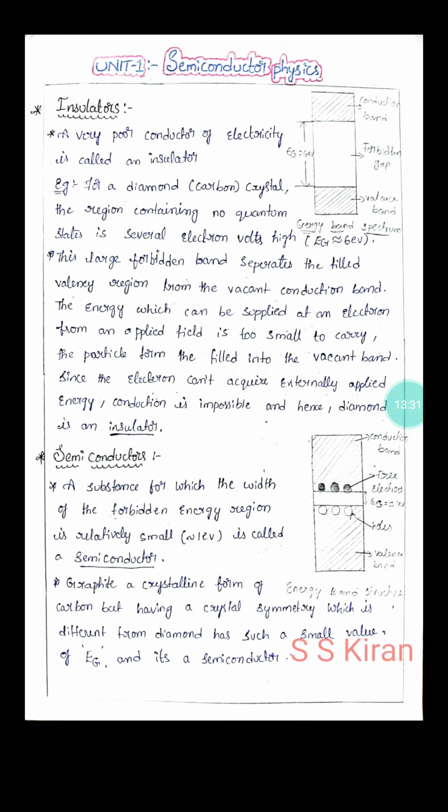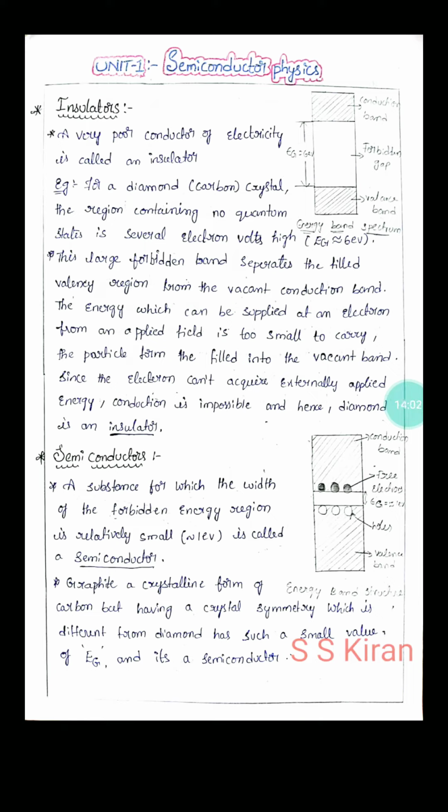Intrinsic semiconductor is also called pure semiconductor. Extrinsic semiconductor is also called impure semiconductor. Again, semiconductors are classified into 2 categories, intrinsic and extrinsic. Intrinsic semiconductor is also called pure semiconductor, and extrinsic semiconductor is also called impure semiconductor.